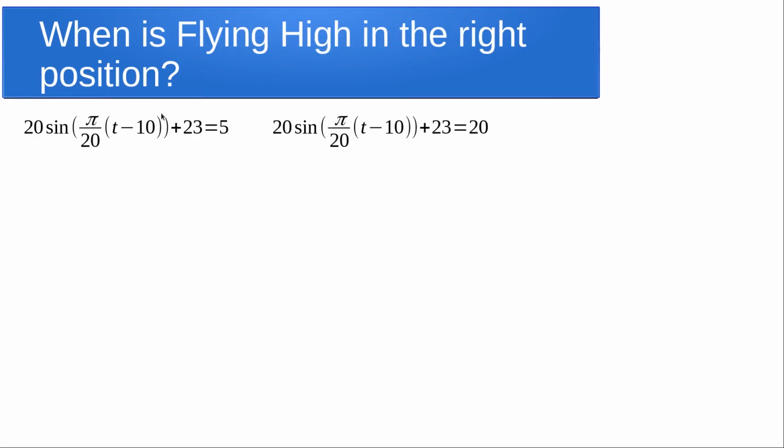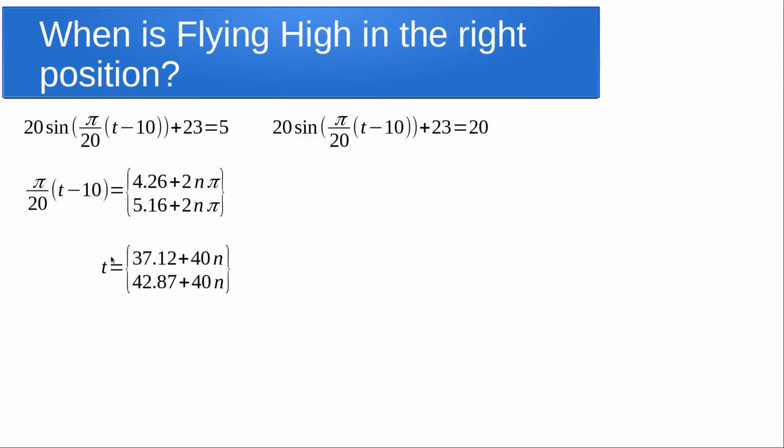Okay, so now let's do it for the flying high wheel, and we've got 2 separate equations to solve. One when it gets to 5, remember it's got to be going up, so the very first time it gets to 5 will be right for us because it's starting at 3, and then when it gets to 20, and the first time it gets to 20 will be good to us. The second time it gets to 20 is no good because all that time it's above 20, and the second time it gets to 5 is no good because it's on its way down at that point. So let's do this one here.